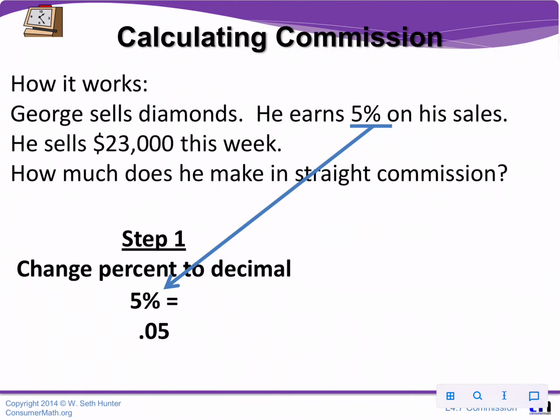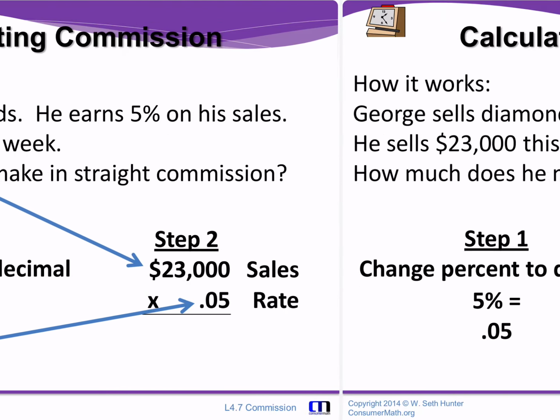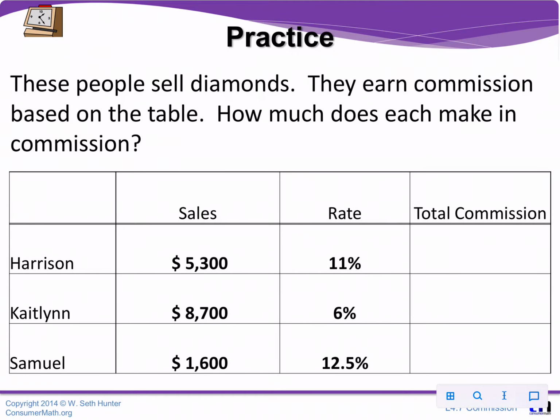So we take 5% and change it into a decimal, and we get 0.05. Then we're going to take the amount of sales that he had, which was $23,000, and times it by 0.05 to get $1,150 of commission. These people sell diamonds. They earn commission based on the table. How much does each make in commission?